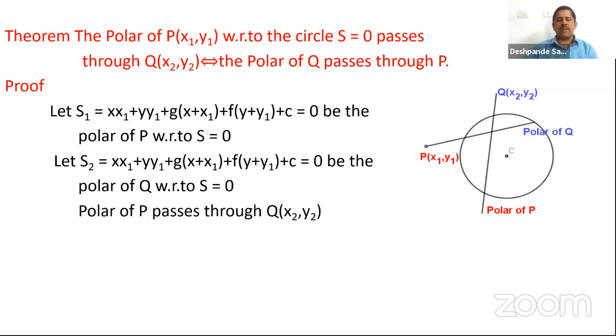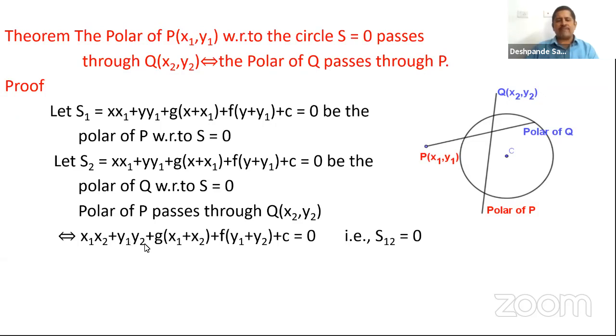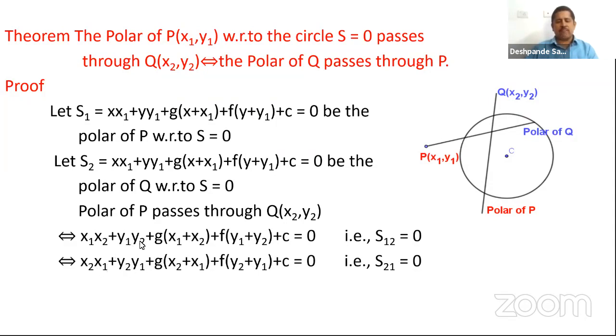Now what is given is that the polar of P passes through Q. So you can substitute the point (x2, y2) in this equation. When you substitute here, you get x1x2 plus y1y2 plus g times (x1 plus x2) plus f times (y1 plus y2) plus c is equal to 0. Remember, this expression was called S12, so S12 is equal to 0. Now simply exchange the positions of x2 and x1. You can write it as x2x1, y2y1, g times (x2 plus x1), f times (y2 plus y1) plus c is equal to 0. So you get S21 is equal to 0.